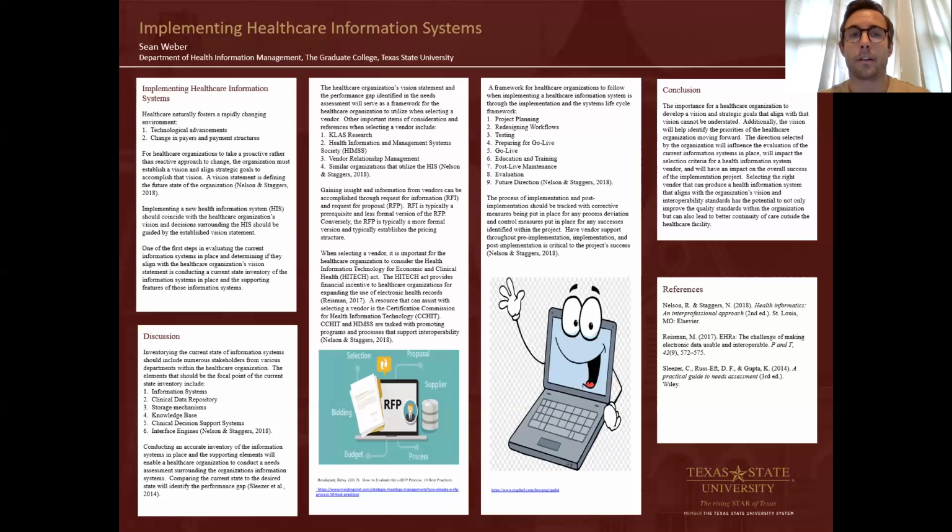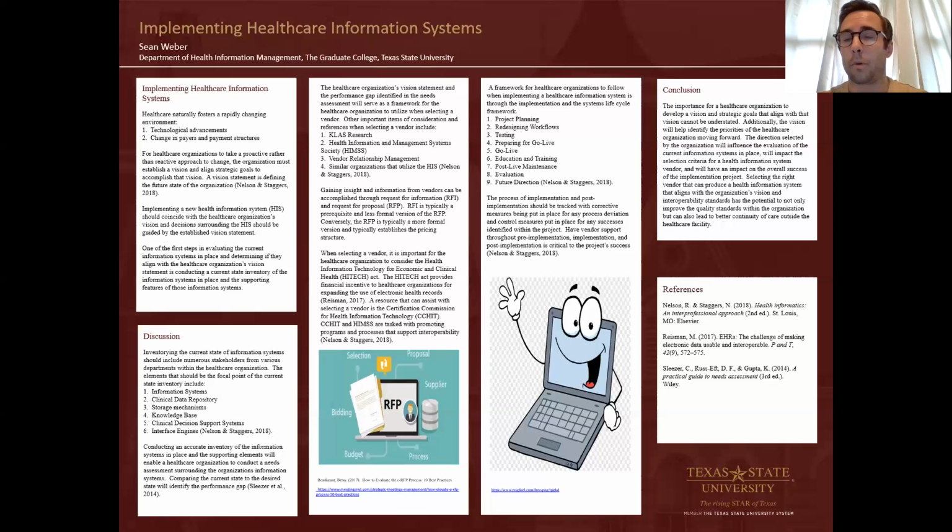Some other important items of consideration and references include class research, HIMSS, vendor relationship management, and networking with other similar organizations that already have the health information system in place. Gaining insight and information from the vendor can be accomplished in one of two ways: through the request for information or the request for proposal. Request for information is typically a prerequisite and is a more formal type of request, while request for proposal is typically the second step, and that includes the pricing. It's also very important to get the full life cycle price, not just the sticker price, so you know going in how much it will cost over the 10 years or the lifetime of the information system.